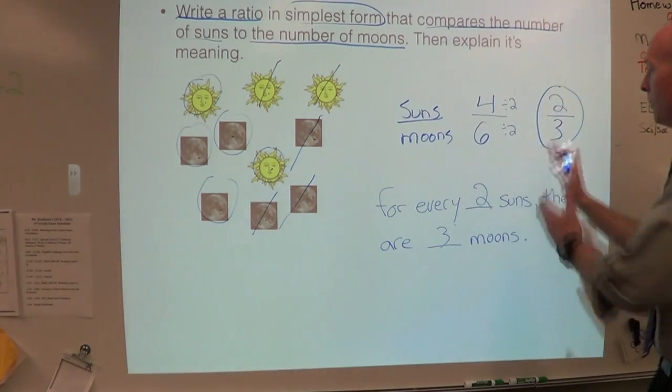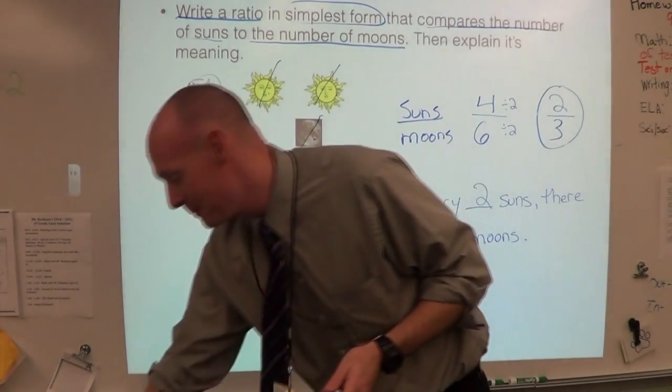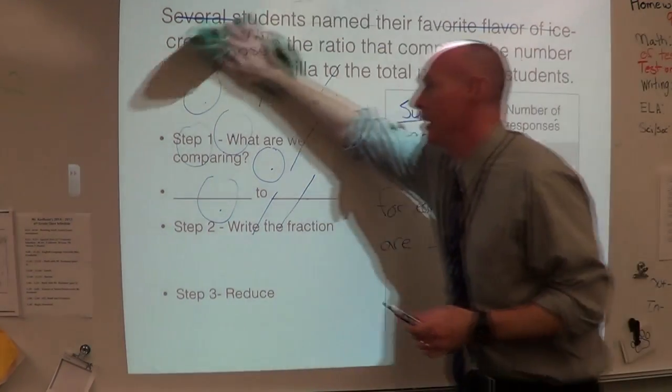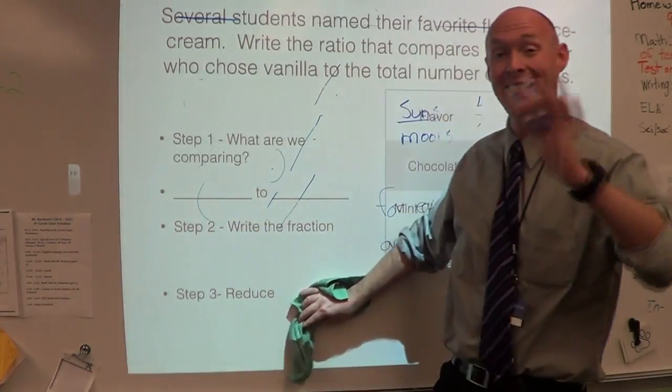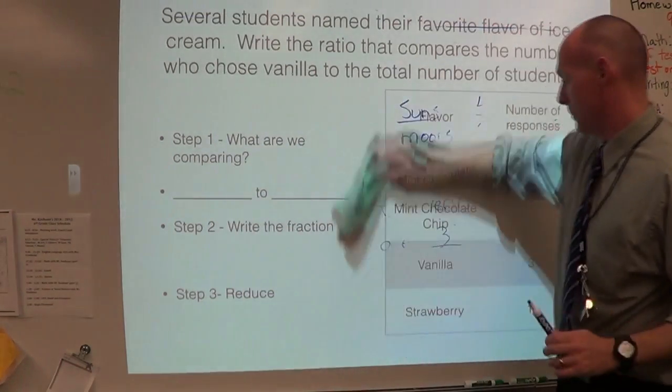Remember, simplest form, reduce the fraction, and when you explain, just write it out in words. Let me show you another example. Okay, here, oftentimes with ratio, you're dealing with data and charts. And here's one about ice cream.